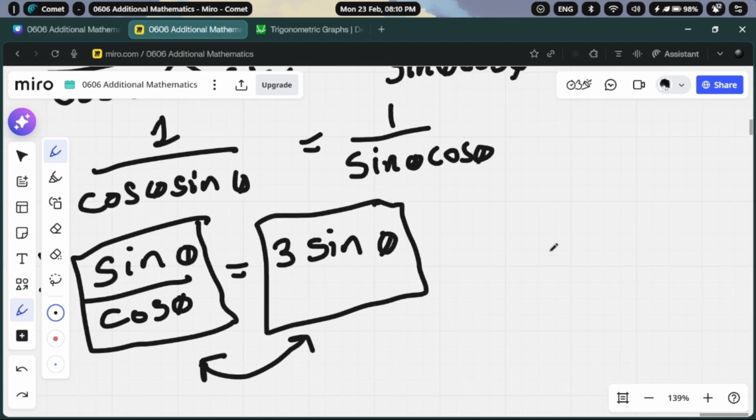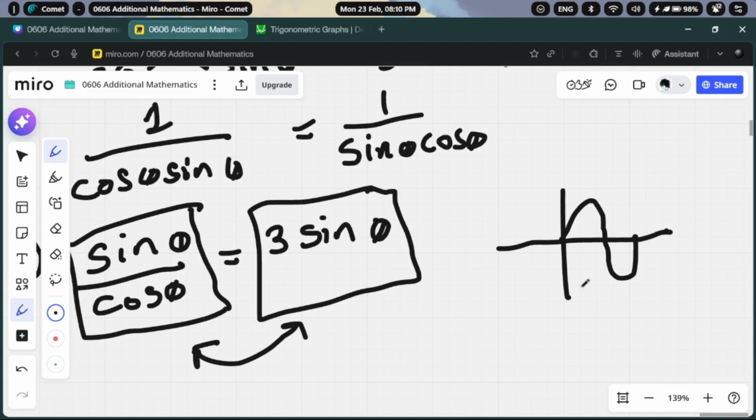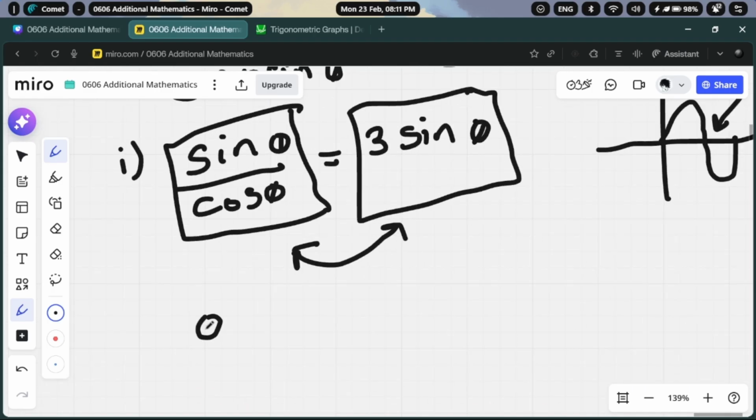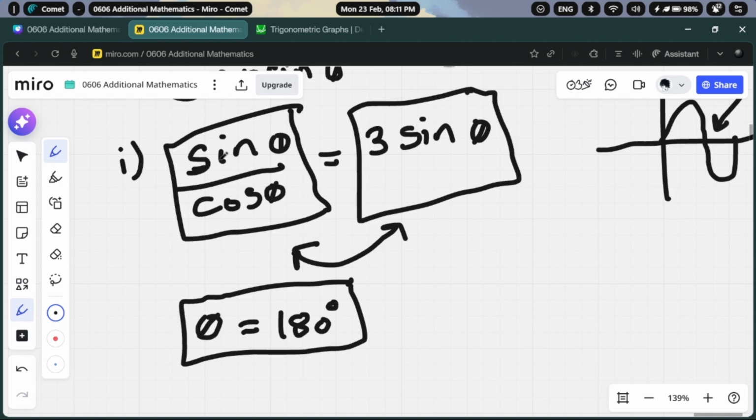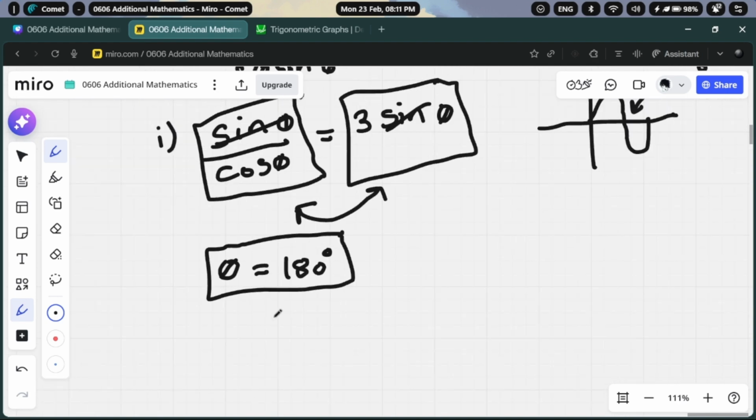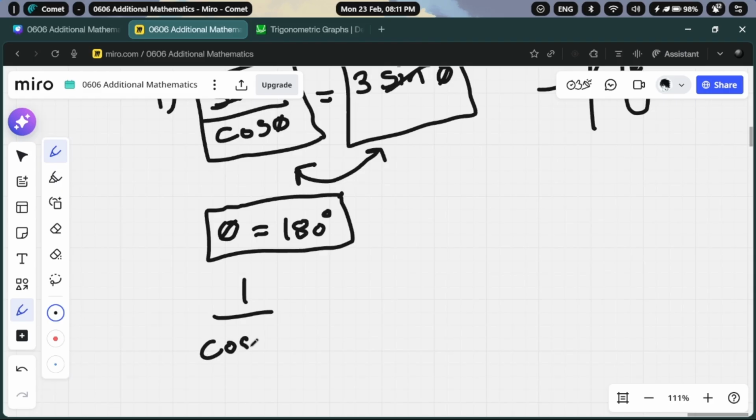So make a sine graph real quick. Now, at what other place can it be equal to 0? Over here. What is that equal to? 180 degrees. So that is your first value for theta. Now, if you want, you can cancel out sine theta and sine theta. So you get 1 by cos theta is equal to 3. Hence, cos theta is equal to 1 by 3.